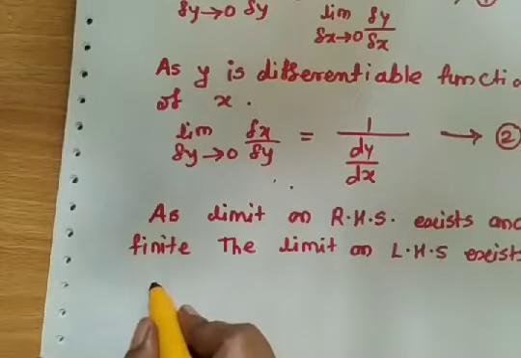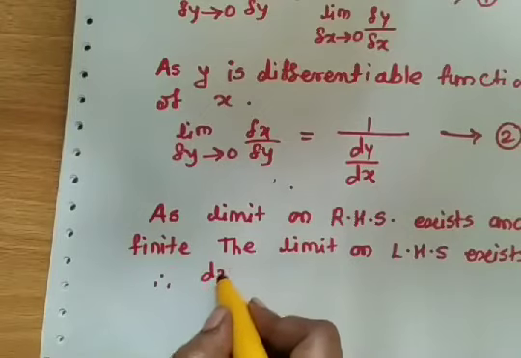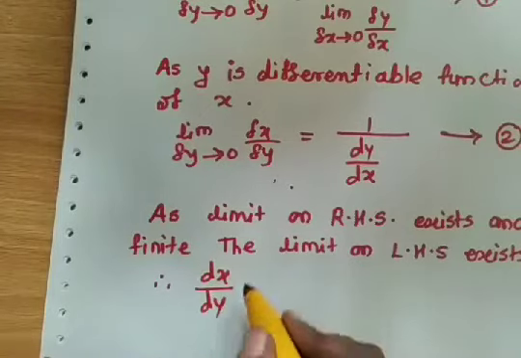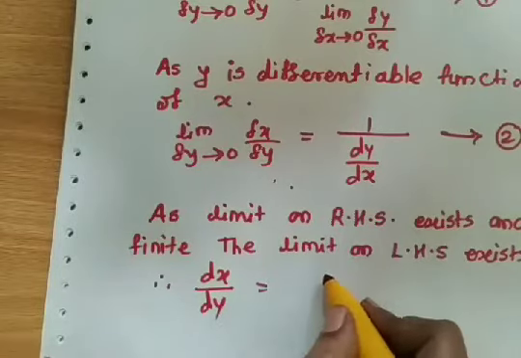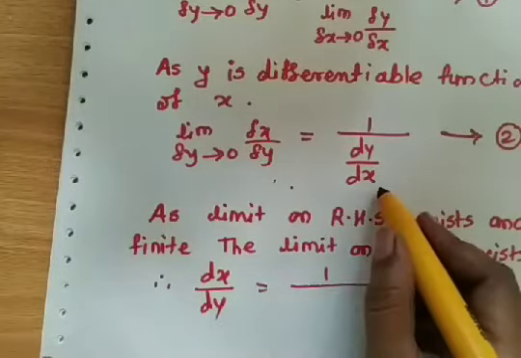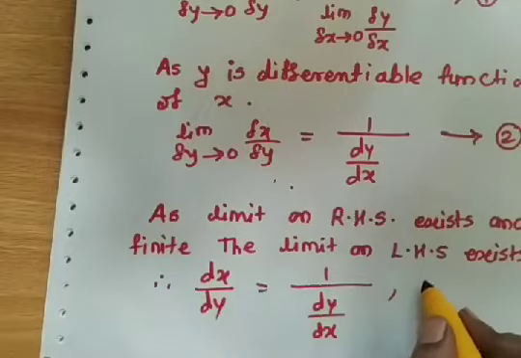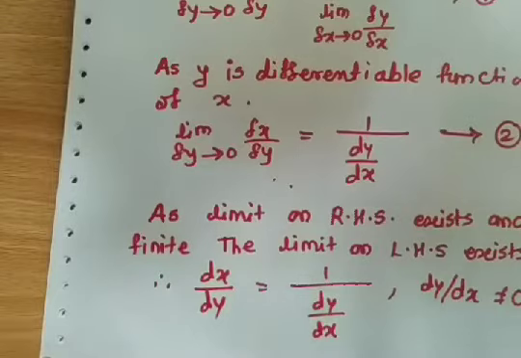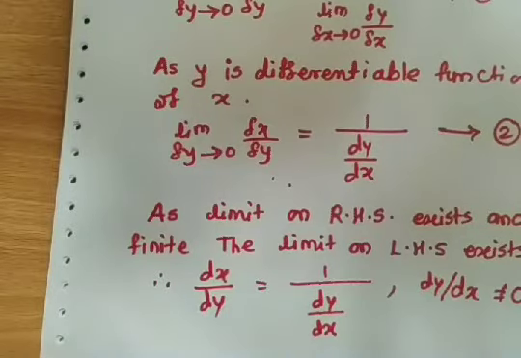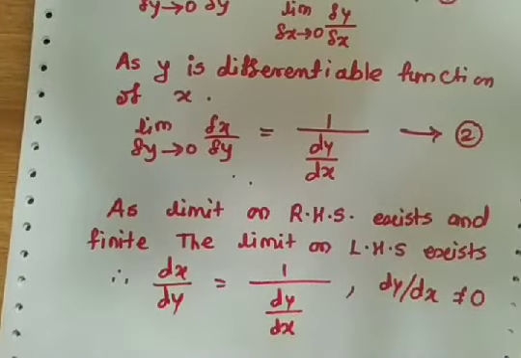Therefore, we have to write the left side as dx upon dy, because the limit exists as delta y tends to 0 on the LHS, because the limit on the RHS also exists. Therefore, it becomes 1 upon dy by dx, where dy by dx is not equal to 0. Okay, this is the theorem of the inverse function.